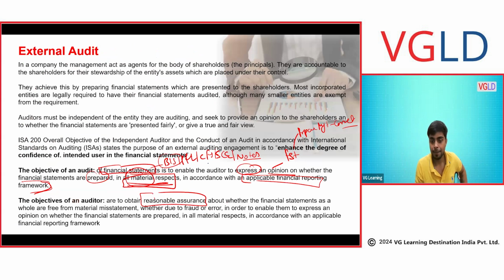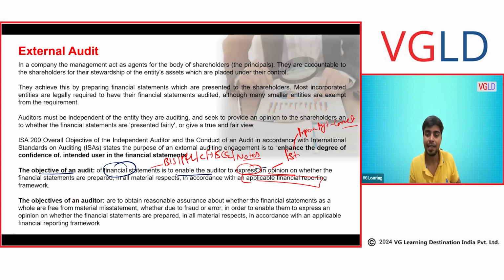So basically, this definition, if you read it again: the objective of an audit of financial statements is to enable the auditor to express an opinion on whether the financial statements prepared by management are correct or not. Whether financial statements are prepared in all material aspects. I hope we now understand that material aspect means not every tranche, but material amounts.